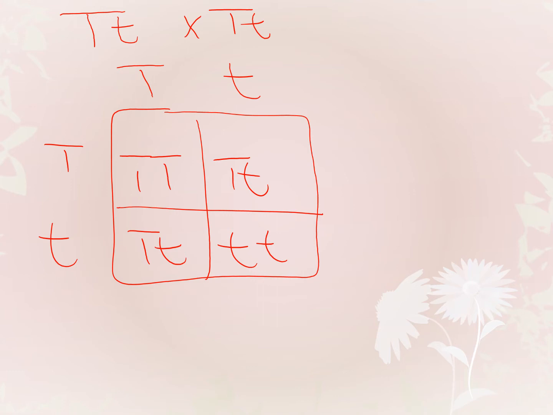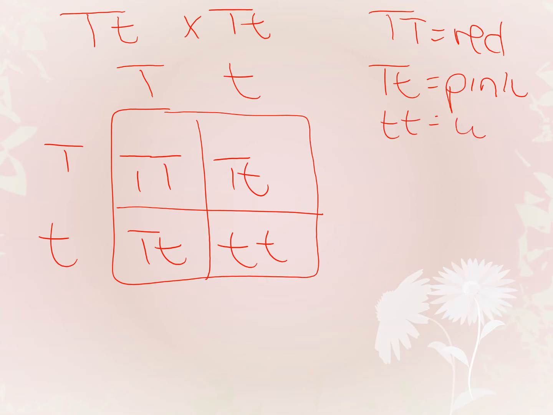So in this example, big T, little t is pink. In incomplete dominance, big T, big T is red, big T, little t is pink, and little t, little t is white. So my GR, my genotypic ratio, is still 1 to 2 to 1, because I have one chance of getting a plant that's big T, big T, two chances of getting a plant that's big T, little t, and one chance of getting a plant that's little t, little t.